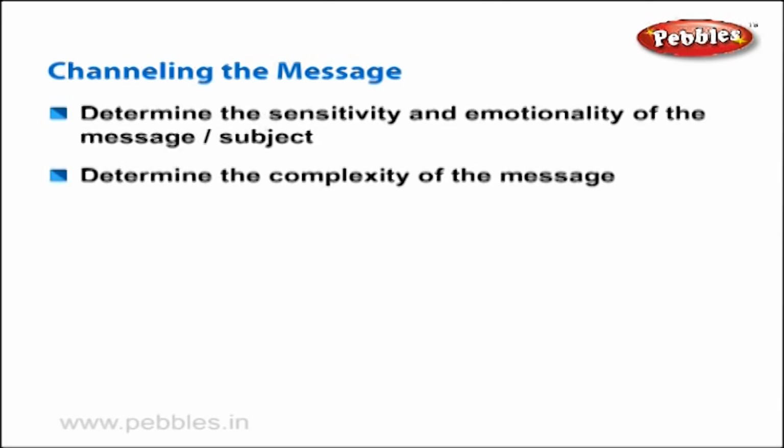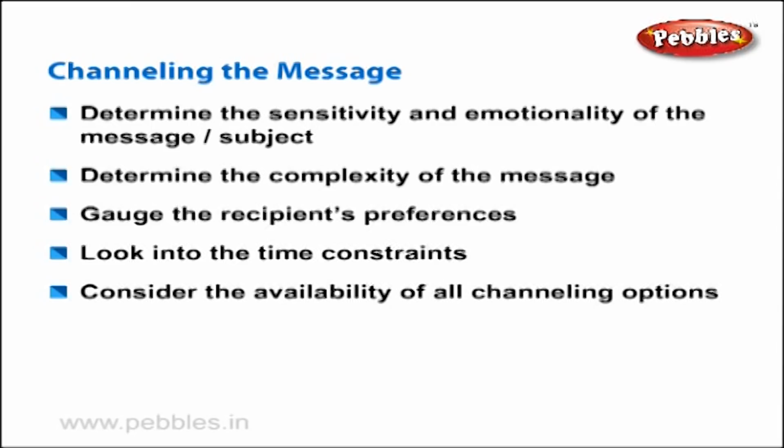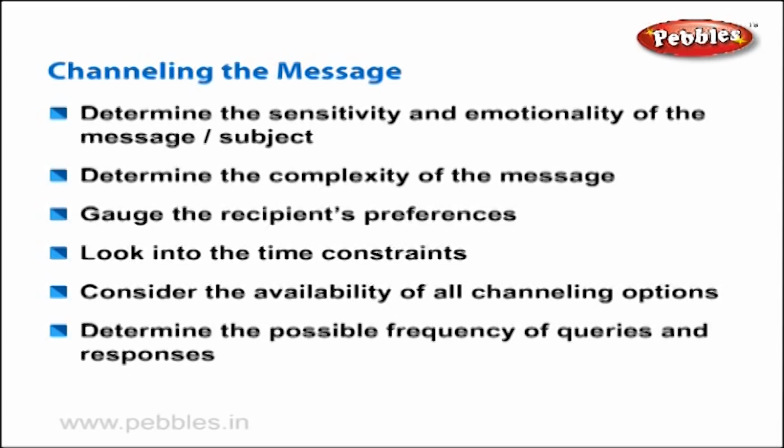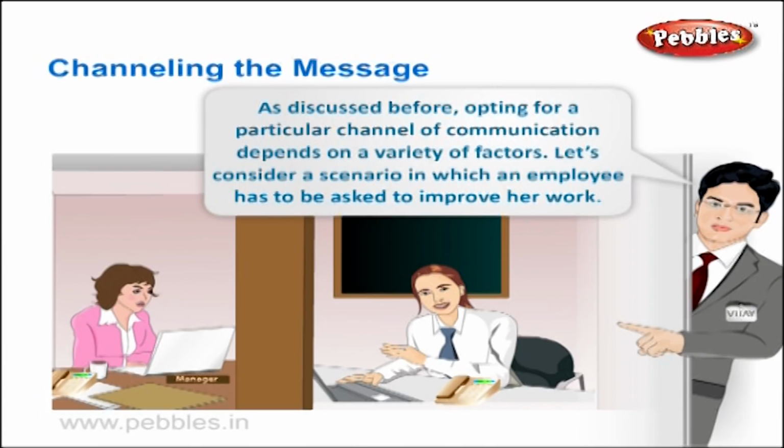Determine the complexity of the message. Gauge the recipient's preferences. Look into the time constraints. Consider the availability of all channeling options. Determine the possible frequency of queries and responses. As discussed before, opting for a particular channel of communication depends on a variety of factors.